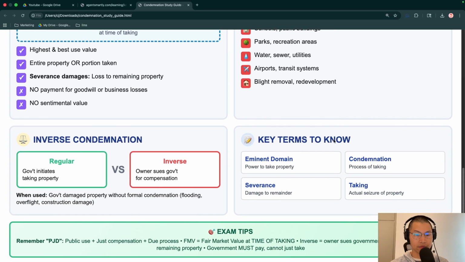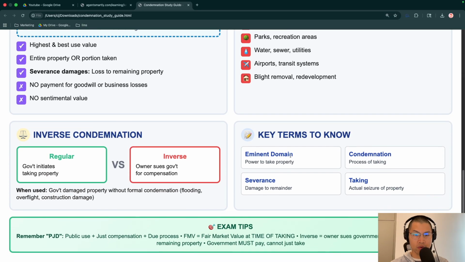So right here, the key terms to know: eminent domain is the power of taking the property, and condemnation is the actual action, the process of taking. So some people will confuse these, right?